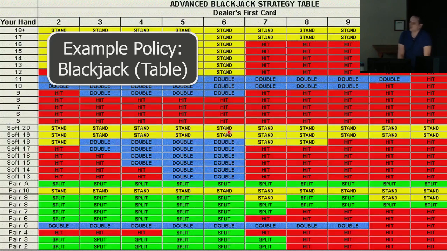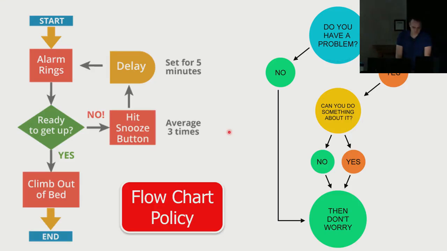So that is another example of a tabular policy. Tabular meaning you can put it in a table. This is a flowchart. A flowchart is also a policy. So let's have a look at this one over here. Start of the flowchart, alarm rings. Are you ready to get up? No. Hit the snooze button. Delay, alarm rings again. That was me this morning. I think I hit my snooze button like 7 times. And I don't even remember it. It's crazy. Then you're ready to get up. Yes. Okay, climb out of bed.